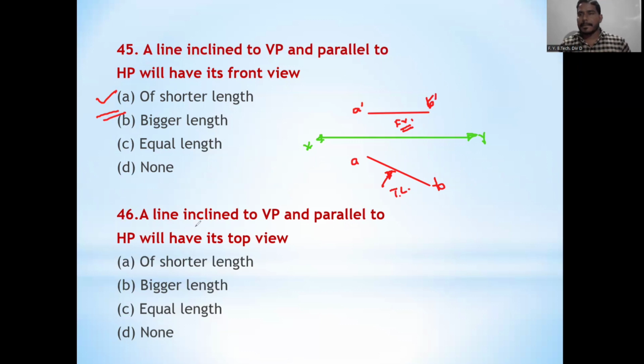Now 46, a line inclined to VP and parallel to HP will have its top view. Same case is there, so they have just asked how it's the top view. Already we have its top view of shorter length? No, not shorter, bigger length? No, it's equal length. Oh, okay, that means it's showing the true length. So option C will be correct here. Okay, we'll see the next one.